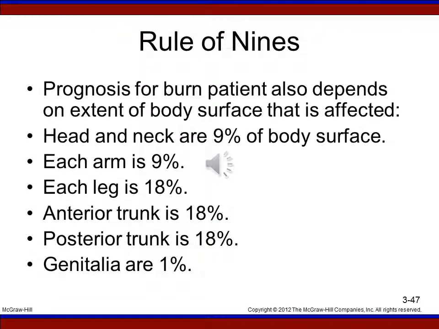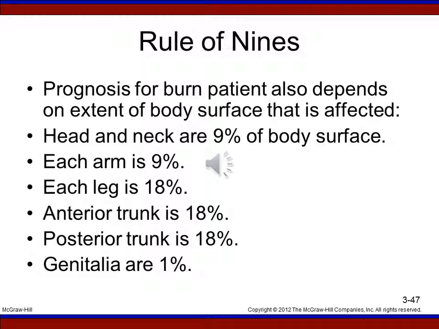The rule of nines is a process or method that is used to determine the prognosis for burn patients. Okay, it depends on the extent of body surface that is affected. So head and neck are 9% of body surface. All right. So think of front and back though. Okay. What is half of 9? 4.5. So head and neck, the anterior part is 4.5, and the back or posterior part is 4.5.